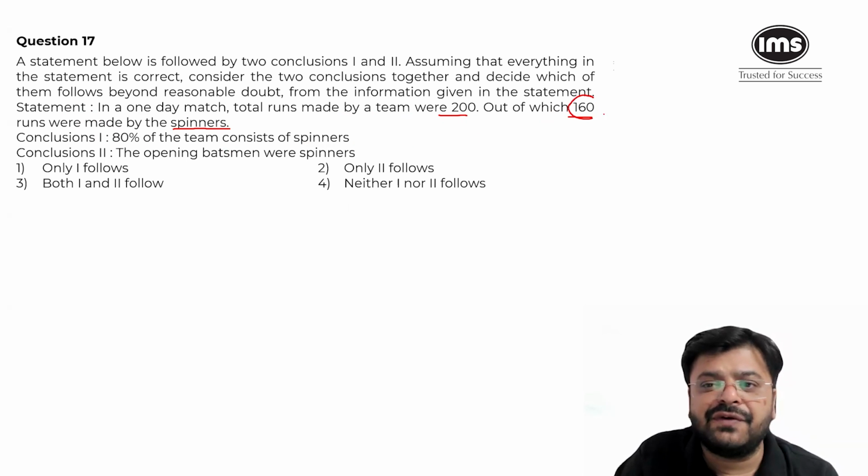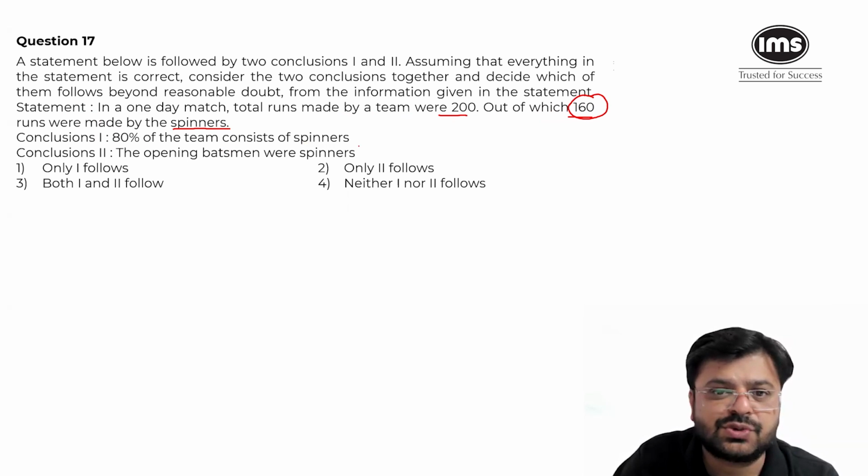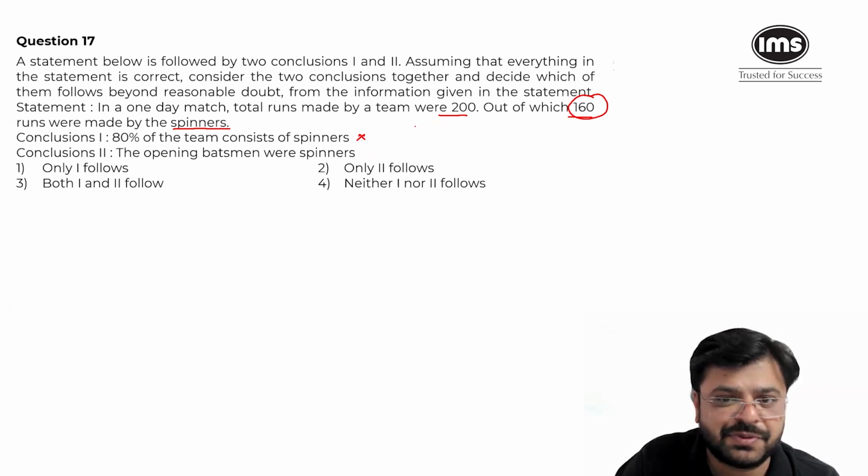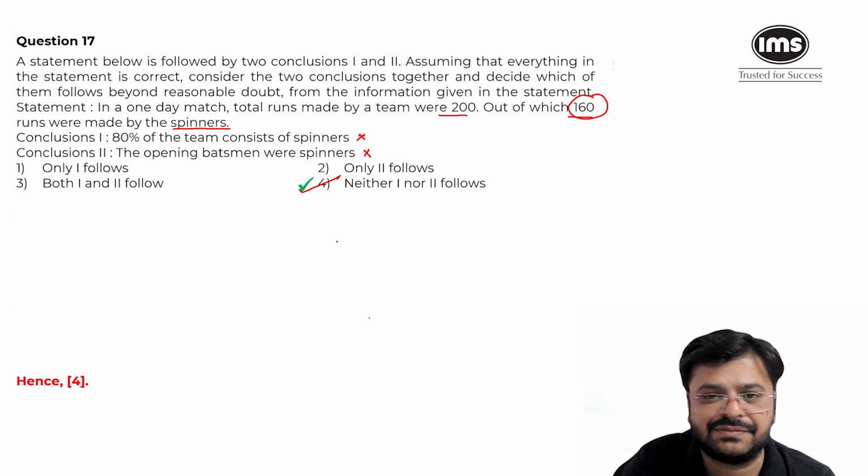Understand, even if 80% of the runs are scored by the spinners, that doesn't mean that 80% of the team also consists of the spinners. So conclusion one cannot be followed. So we cannot draw this conclusion based on this statement. Conclusion two is the opening batsmen were spinners. Again, we don't know whether the opening batsmen were spinners or not, because it is given in the question that 80% of the runs were made by the spinners, and that is the only conclusion we can draw. So neither can we draw conclusion one nor conclusion two. So here option 4 is the right answer.